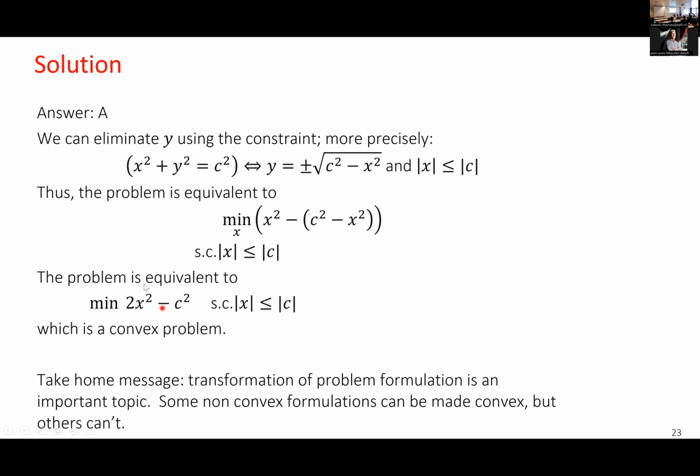But here we see it's a minimization of x squared over a set which is an interval. That's the numbers x that are between minus the absolute value of c and plus the absolute value of c. So this is a convex problem here. Well, that's the take-home message for now.